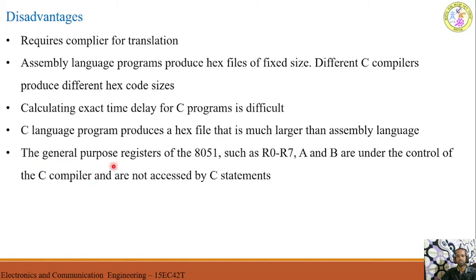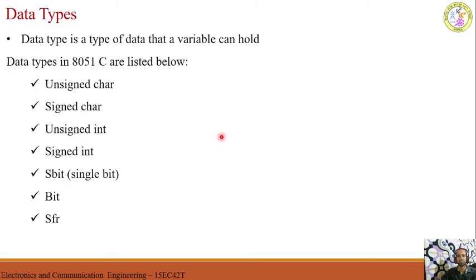And the general purpose registers of 8051, such as R0 to R7, A register and B register, where A is nothing but the accumulator, are under the control of the C compiler, and they are not accessed by the C statement. C statements cannot directly access these registers because they are under the control of the C compiler. Only with the C compiler can we access these registers. So these are some of the disadvantages of C programming.